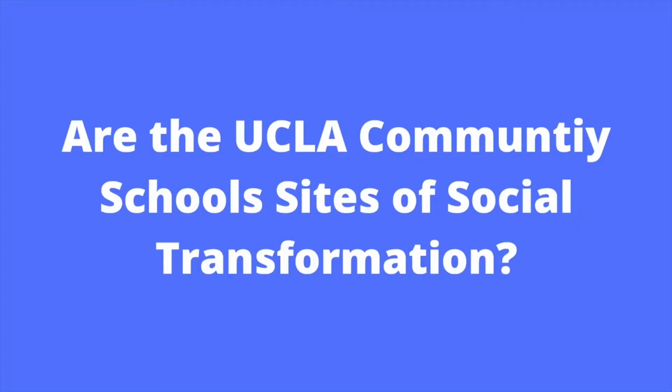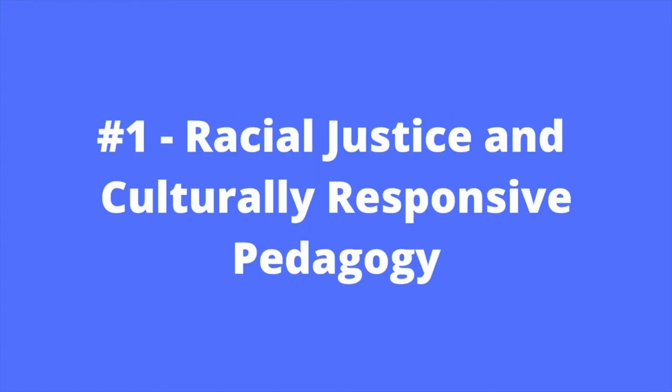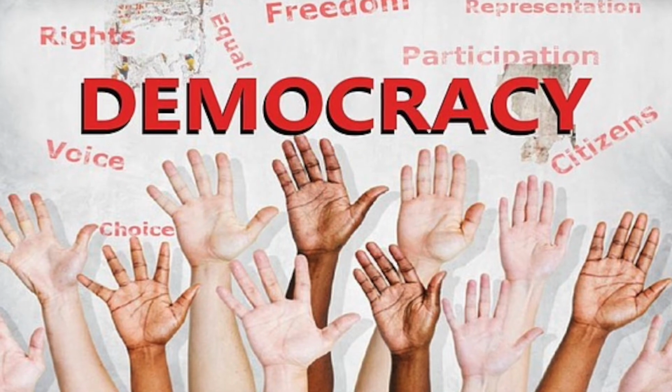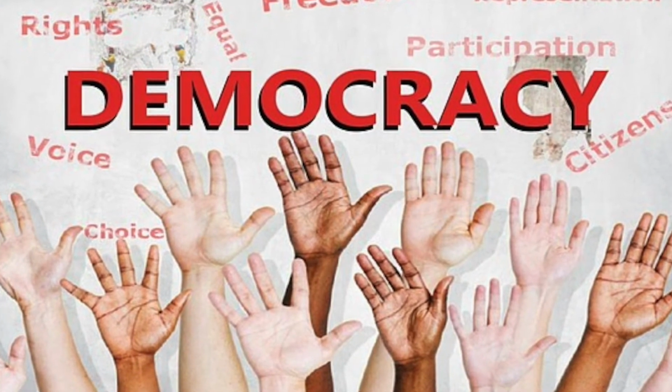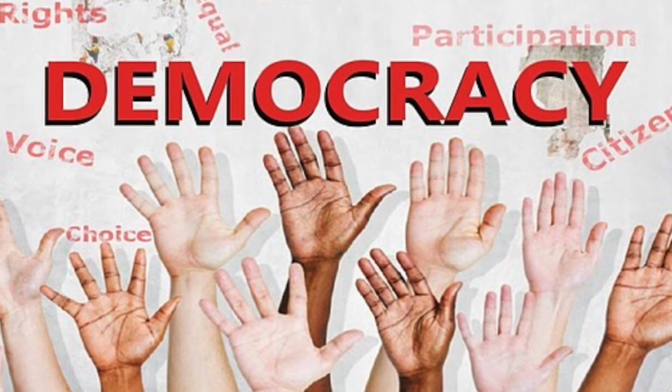As a collective, we believe that the UCLA community schools are sites of social transformation. Each of us has various reasons for why we think that. One example is racial justice and the culturally responsive pedagogy which is had by the schools. Implementing anti-racist curriculum and recognizing communities' existing bodies of knowledge is essential to social empowerment.